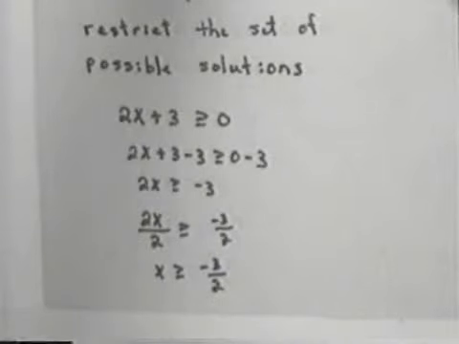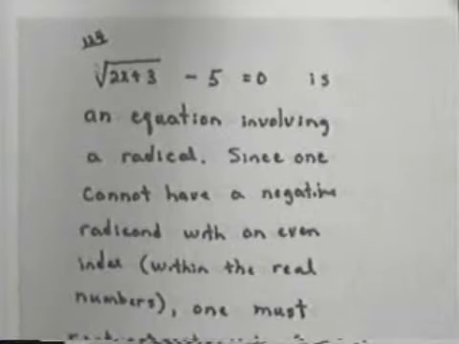If you were to solve an equation and get an answer such as negative 5, you could not use it. Negative 5 is not an allowable substitution. If you were to substitute negative 5 into this square root symbol, you'd have 2 times a negative 5 is negative 10. Negative 10 plus 3 is negative 7. And the square root of negative 7 is not real.